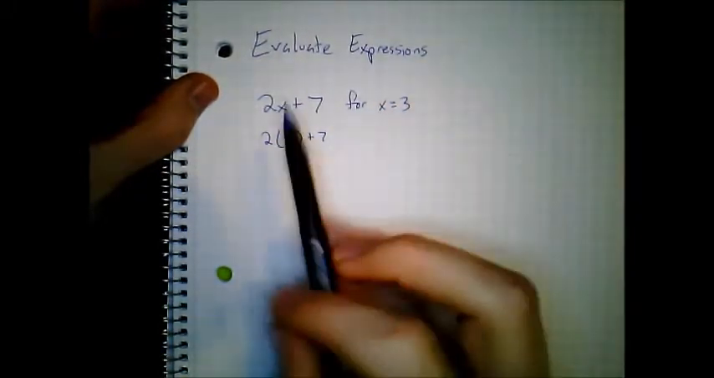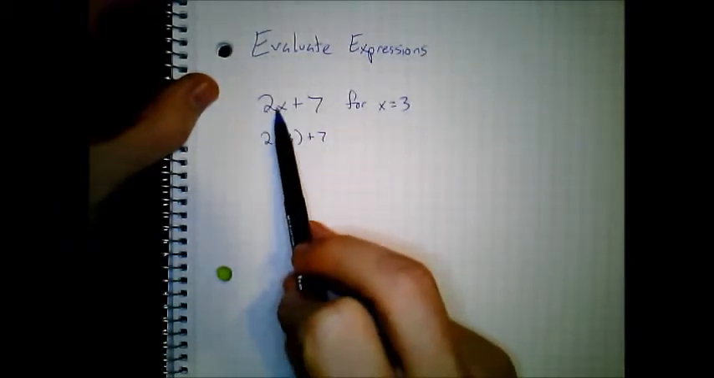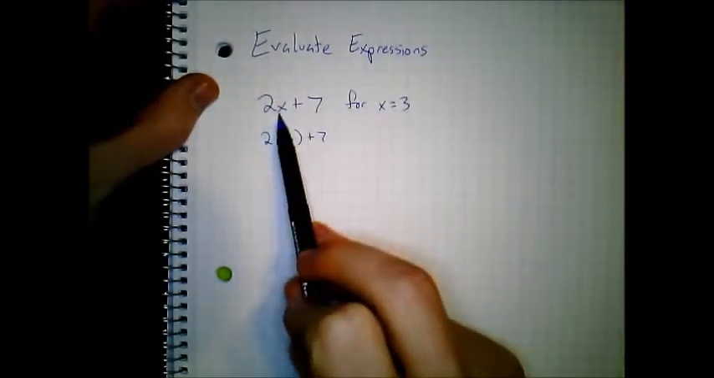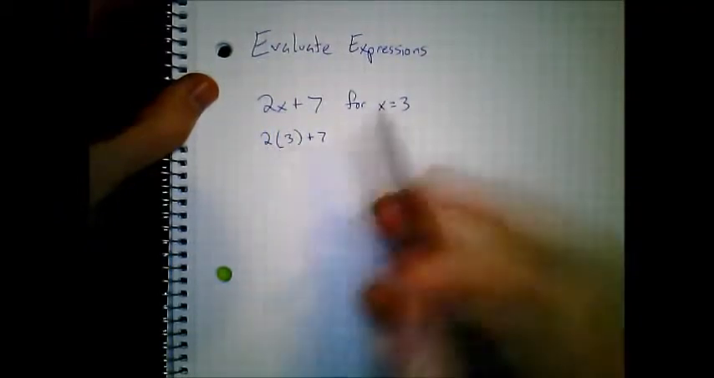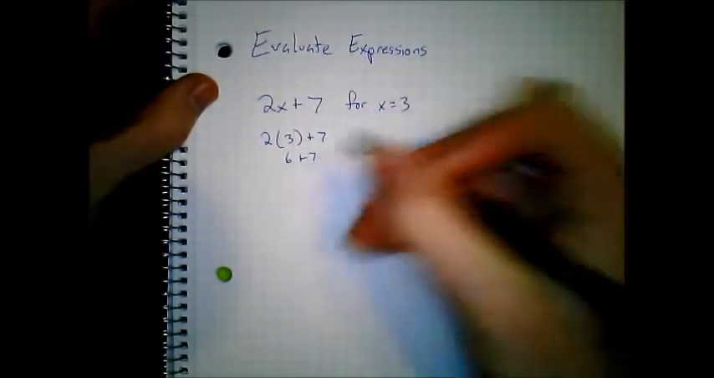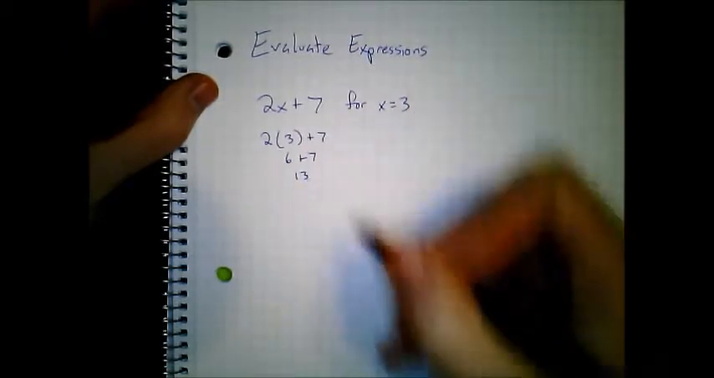Okay, it's very important we recognize that this is multiplication. We're doing 2 times x. When we're substituting 3 in for x, it's not 23. It's 2 times 3. So 2 times 3 is 6, and 6 plus 7 is 13. And it's that simple. So let's look at another one.